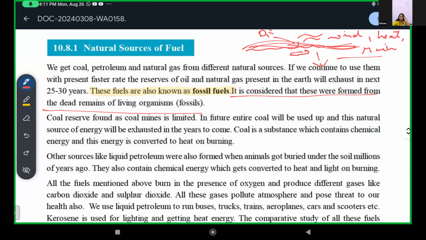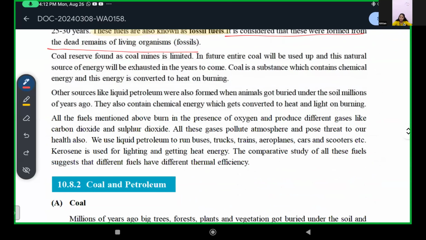So then it becomes a fossil fuel. The coal reserve found in coal mines is limited. In future, the entire coal will be used up, and this natural source of energy will be exhausted in the years to come. That's why it is said to preserve these fossil fuels, because we have only limited resources. But isn't more and more of the coal being produced?